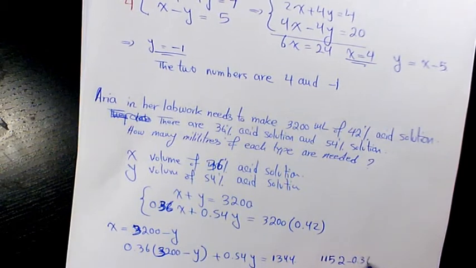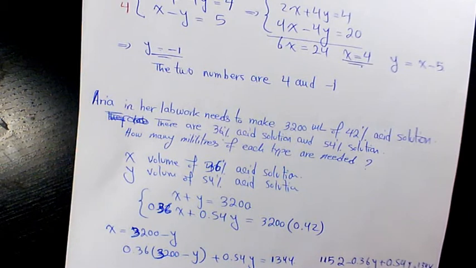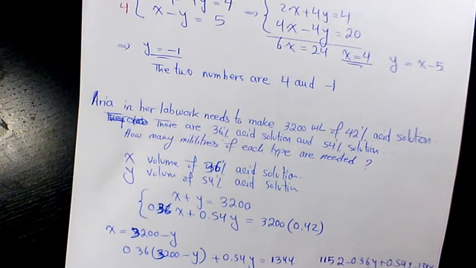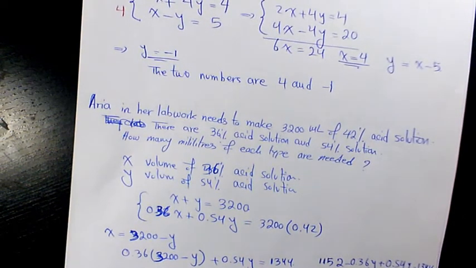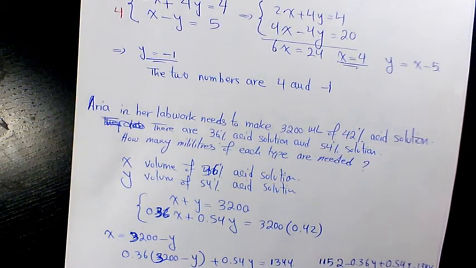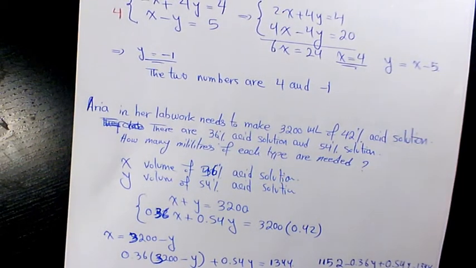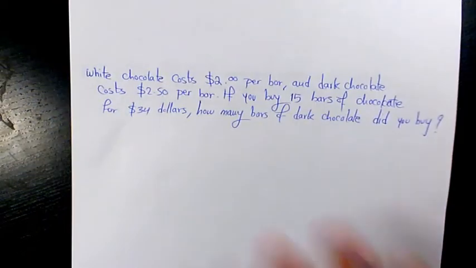minus 0.36y plus 0.54y equals 1344. So 0.54 minus 0.36 is going to be 0.18y, and here we have 1344 minus 1152, that's going to be 192. So y will be 192 divided by 0.18, that's going to be 1067, and x is going to be 3200 minus 1067. It's going to be 2133 milliliters. So these are the volumes of the two acid solutions. Let's see the next example.